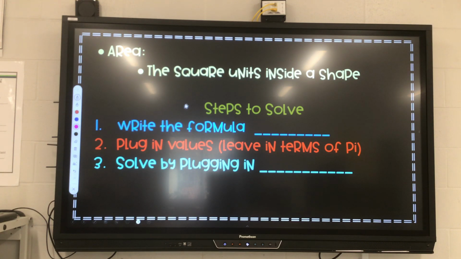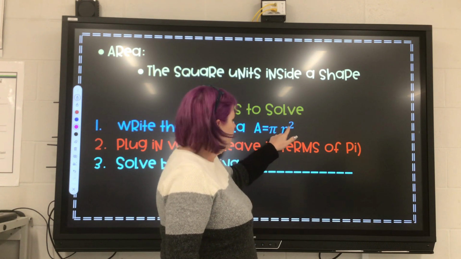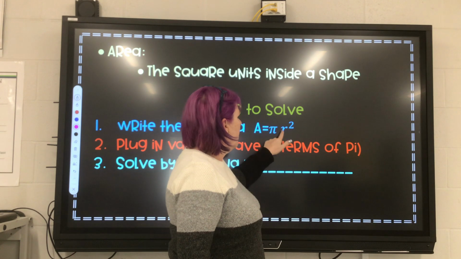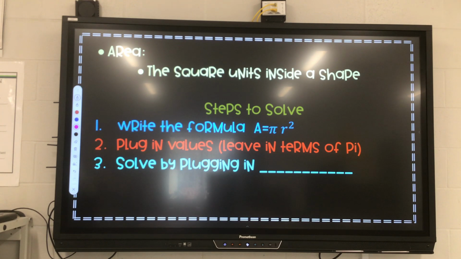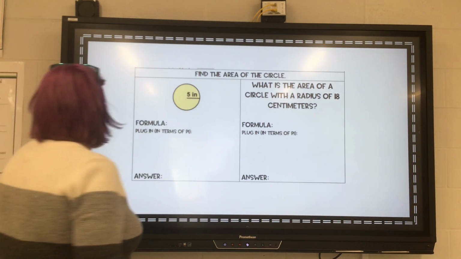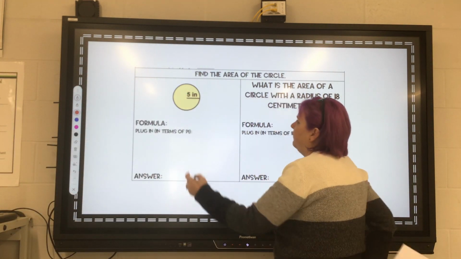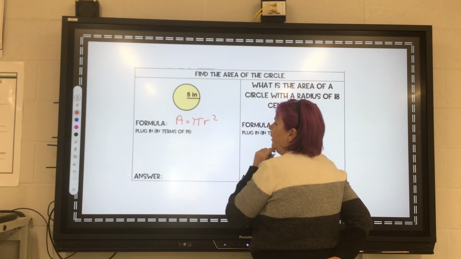The steps to solve it: you write the formula, and it is A equals pi r squared. Notice that the 2 is up a little bit, it's a superscript. So it is pi r squared, not pi r2. Plug in the values, leave it in terms of pi, and then solve by plugging in the values of the radius.